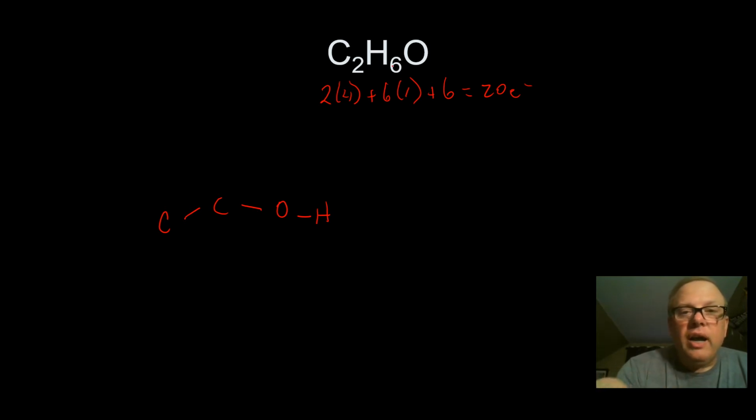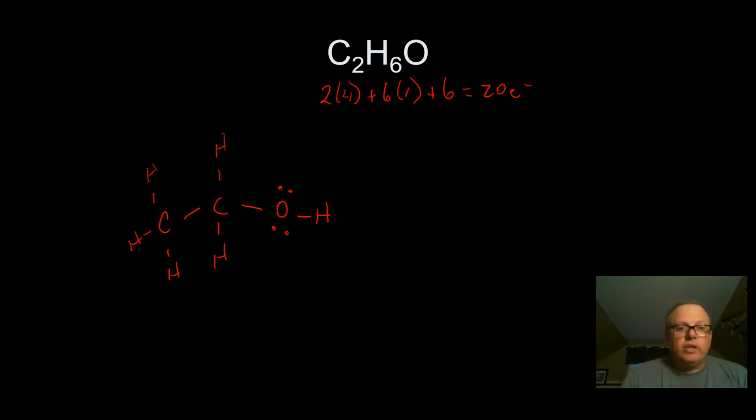Now, I have 6 hydrogens, so I'm going to put 1, 2, 3, 4, 5, and then the sixth one is there. I have 20 electrons: 2, 4, 6, 8, 10, 12, 14, 16, 18, 20. Now, everybody has an octet. No one exceeds the octet, and we have made a stable structure here, and this is actually called ethanol.